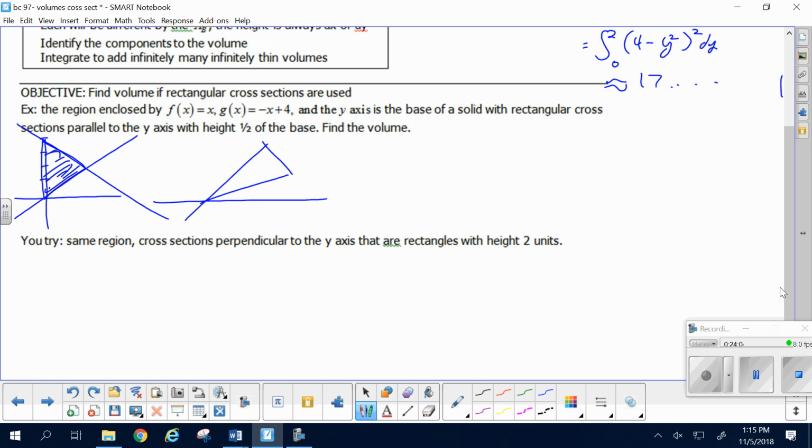Now let's see where the cross sections go parallel or perpendicular to. It says the cross sections are parallel to the y-axis. Obviously, we can make that. I think that's obvious. Okay? And then last but not least, the shape. Now the shape here, they're rectangular cross sections with height half the base. So at this point, at the y-axis, the base is 4. So the height would be 2.